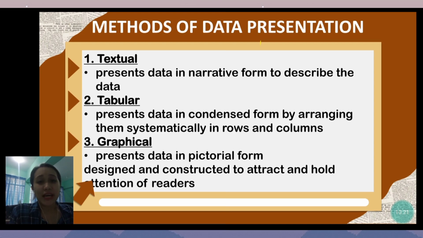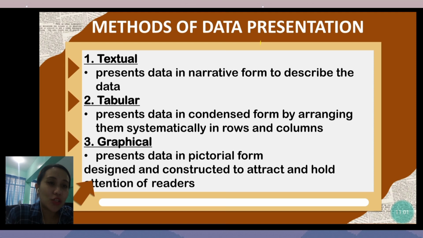Next, after gathering data, of course, we need to present the data, because what's the use of gathering information if it will not be put into use? So there are also different methods of data presentation. First one is textual. It presents data in narrative form to describe the data. From the word itself, text, this method of presentation uses words, phrases, or the data is presented in paragraph form.